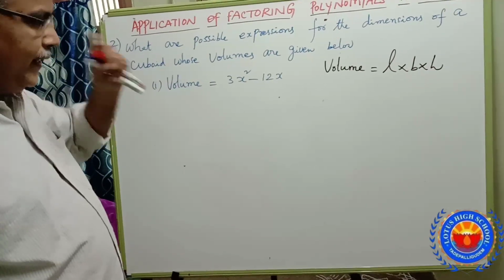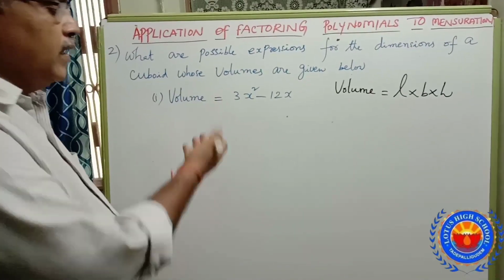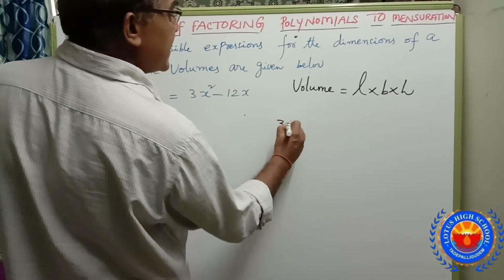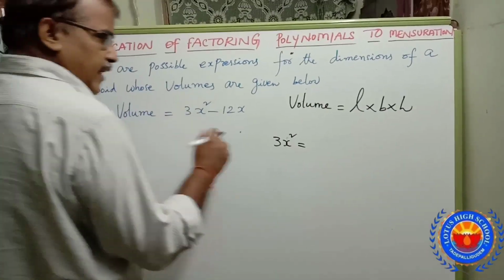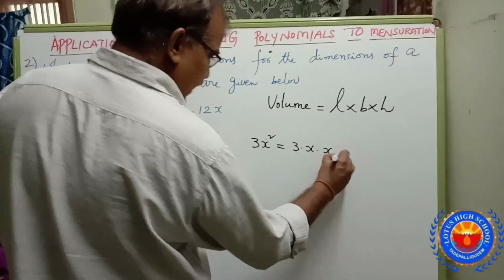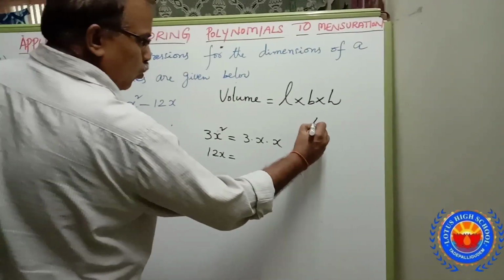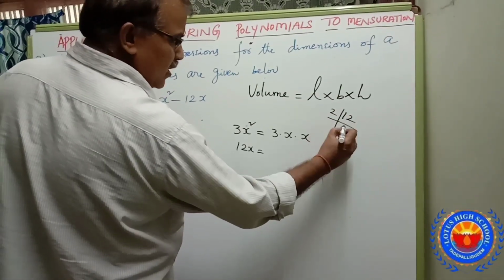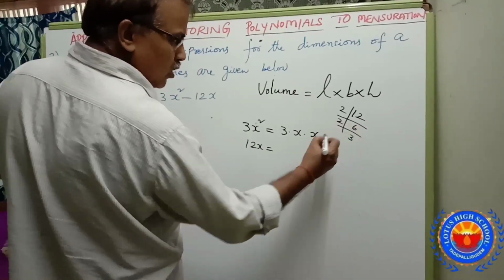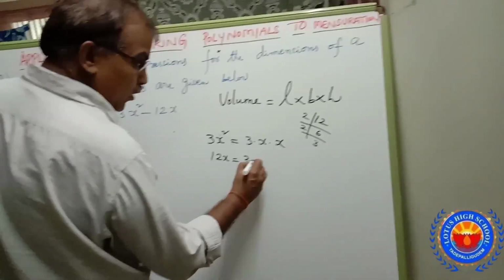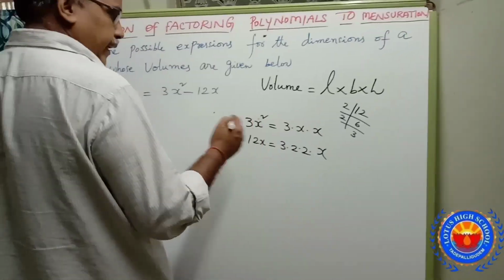So normally this we can factorize. This is a very easy sum. Normal factorization we already did many times. So how to do? Not by using splitting the middle term, not by using anything. So 3x square is 3 into x into x. 12x is nothing but 12 factorization: 2 table 6 times, 2 table 3 times. So 2 into 2 into 3, 3 into 2 into 2 into x.